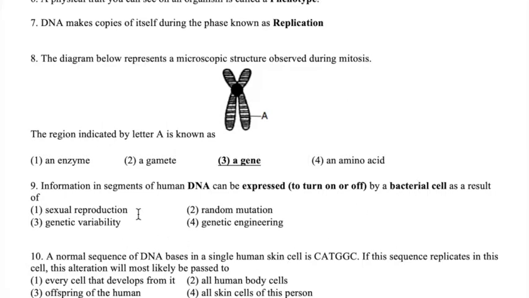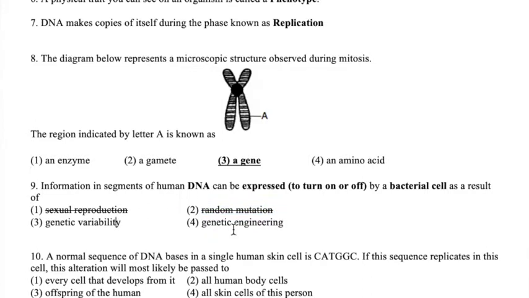Now, let's see which words we can cross out. Right here, sexual reproduction. Does this relate to expressing DNA by bacterial cells? No, it does not. It does not help at all. We're going to cross out that answer. Next is random mutation. Yes, random mutation can be expressed, but we're talking about DNA from humans put into bacteria. That's not related to mutation.